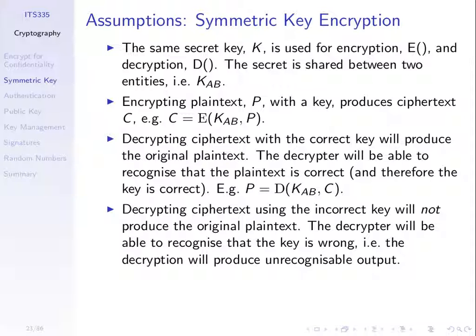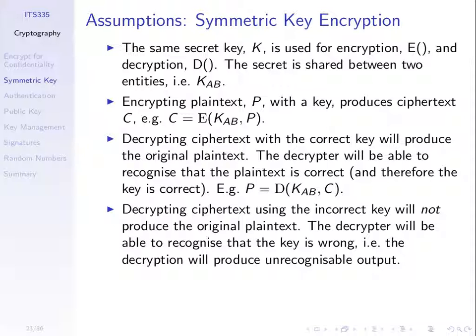And the decryptor will be able to recognize that that key is wrong because it's random looking, unrecognizable plaintext. We're going to go through these assumptions and some others and see how we use them to provide the services of confidentiality and authentication and integrity.